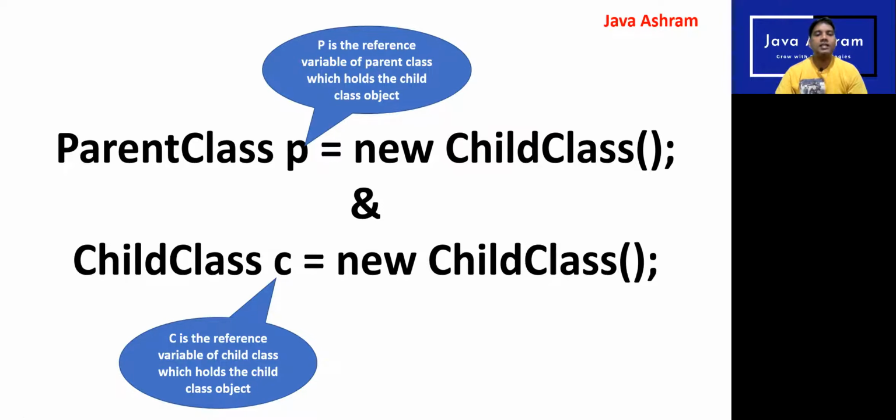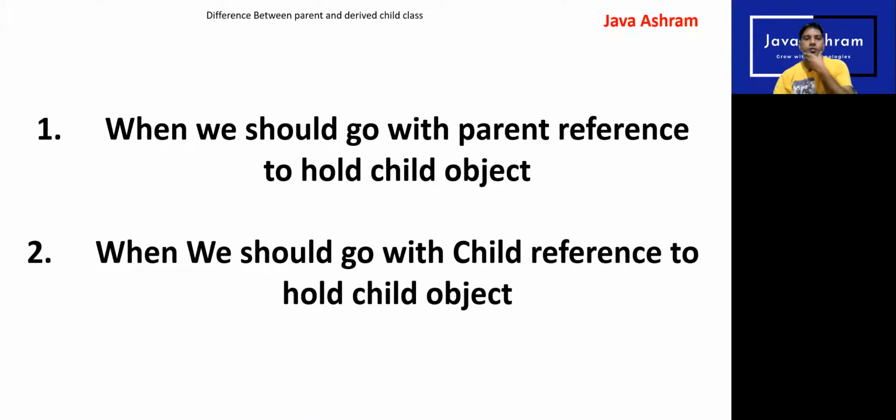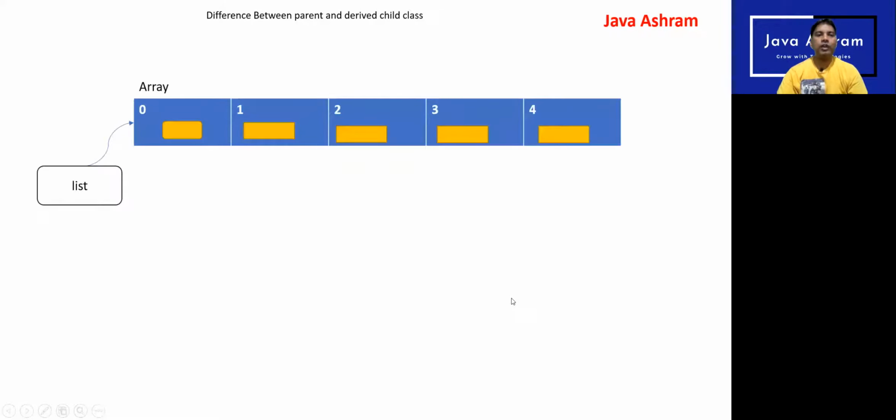Let's go and see the use case. I'll give you one analogy to show when you should go with the parent class reference variable to hold the child object, and when you should go with the child reference variable to hold the child object. So we'll see here majorly two types of cases: when you should go with the parent reference to hold the child object and when you should go with the child reference to hold the child object. So let me first show you the analogy.